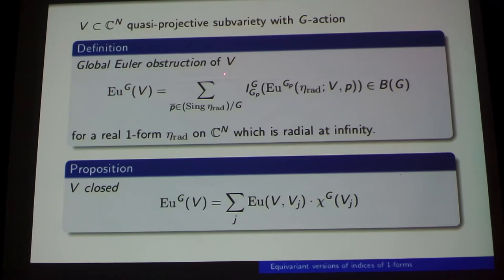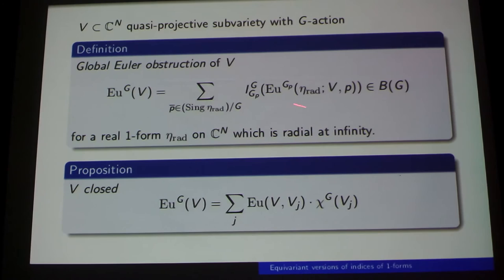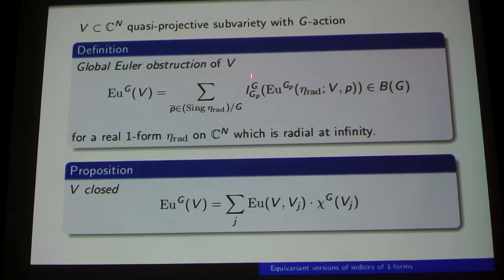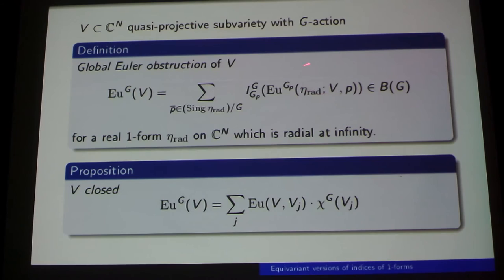So we consider the local Euler obstruction with respect to the isotropy group G_P of the point, and then we use the induction map to map this element of the Burnside ring of G_P to the Burnside ring of G, and we take again the sum over all singular points of a regular one form. So eta red is a real one form, for example the form which I indicated before, which is a form on C^n, zero, and radial at infinity. And so this gives a global Euler obstruction as an element of the Burnside ring of G.